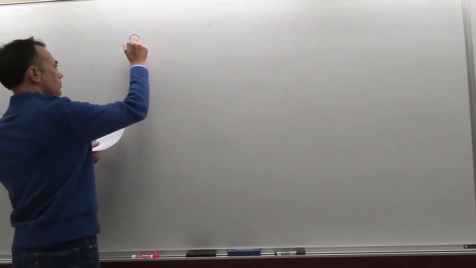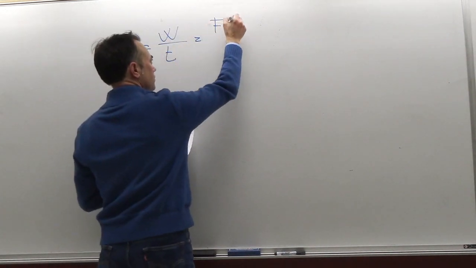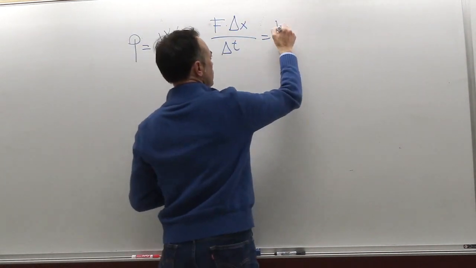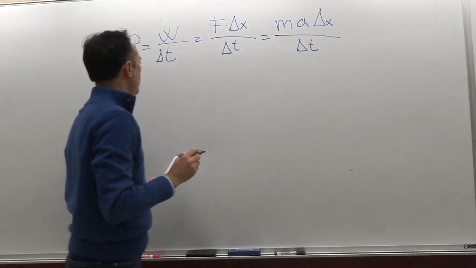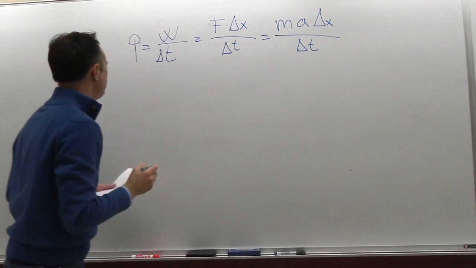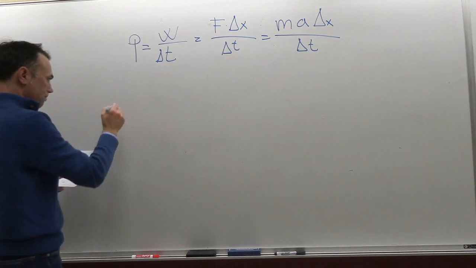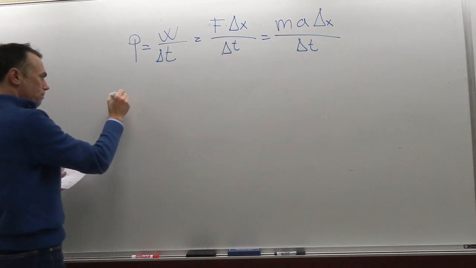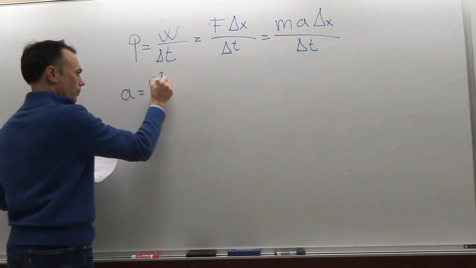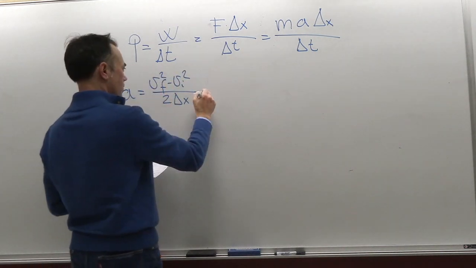From the definition of power, we need to calculate the work done on the electron in the time that the force is acting. The work is the force times the distance, and the force is the mass of the electron times its acceleration. So first we need to calculate the acceleration. We do this from our knowledge of kinematics. We use the equation that relates the final and initial velocities with the distance traveled and the acceleration.